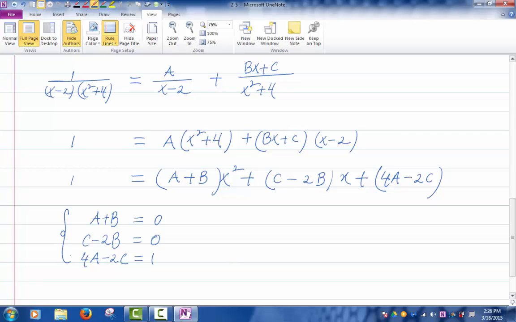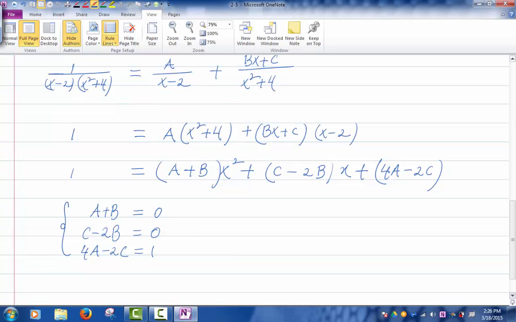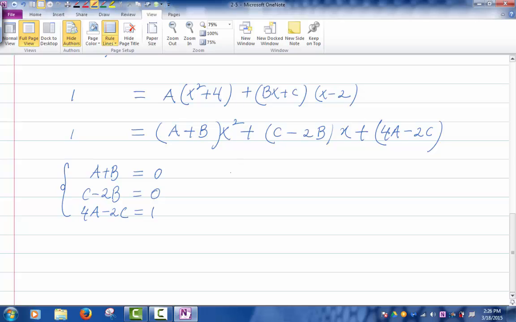what should be the values of a, b, and c. Am I making sense? Is everybody okay? All right. So now let's solve for a, b, and c. First of all, I am going to rewrite this. I'm going to put them in one order.